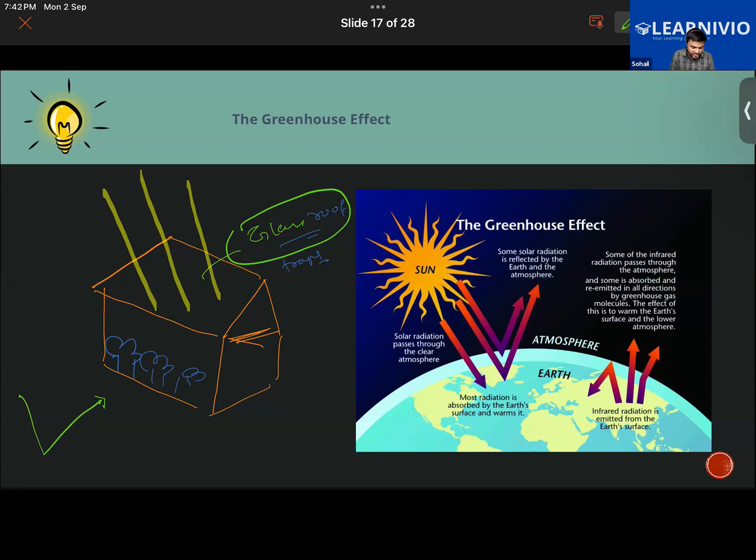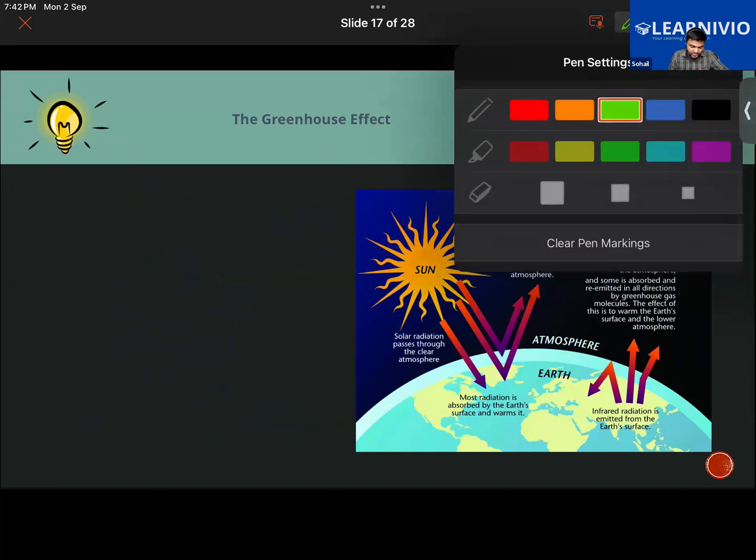And in the atmosphere, if the presence of gases like carbon dioxide, methane, or chlorofluorocarbon were to increase, these gases will absorb that heat. They will absorb the infrared radiation and hence the atmosphere will become warm. So that is called the greenhouse effect. Is that clear to all of you?